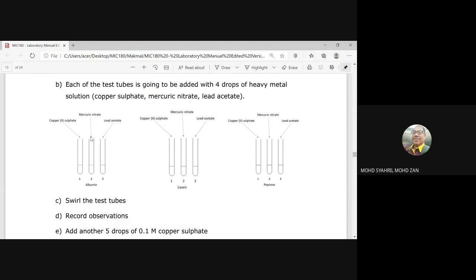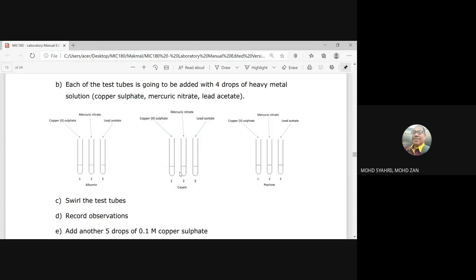Okay, this is the experiment, I'll just draw it, right? So you need 3 test tubes for albumin. So each of the test tubes, number 1, 2, 3 here, you put only albumin. So this albumin will react with copper 2 sulfate. Albumin in tube number 2 will react with the mercury nitrate. Number 3, lead acetate. Okay.